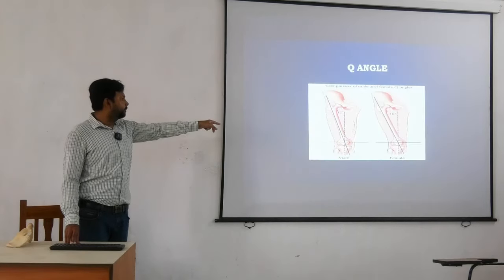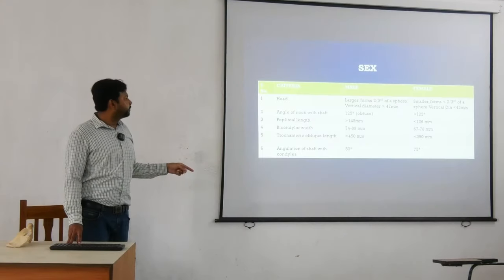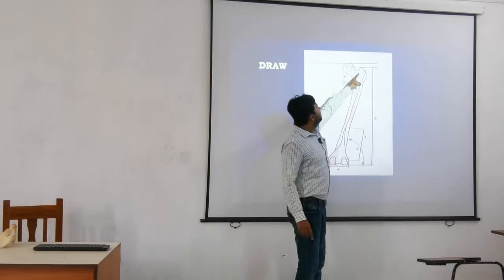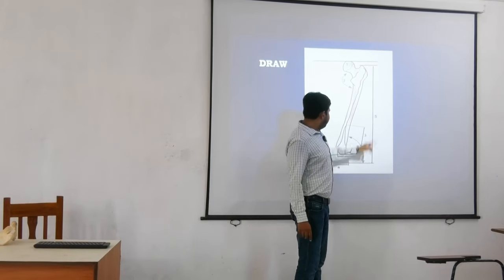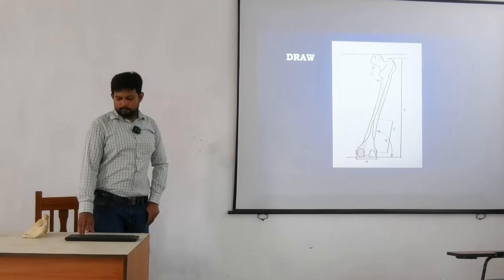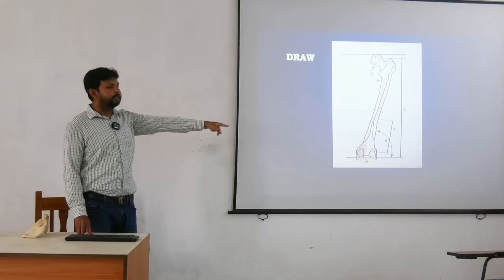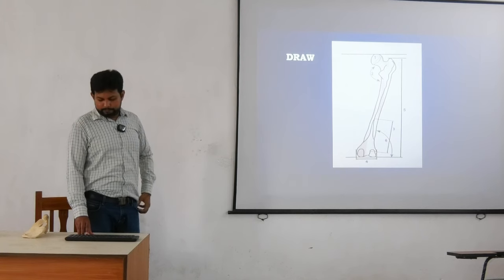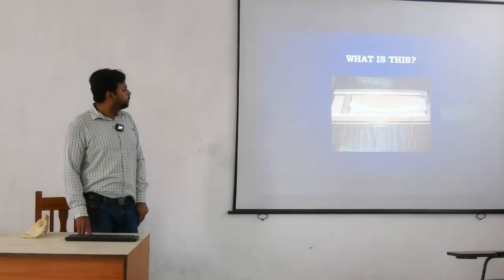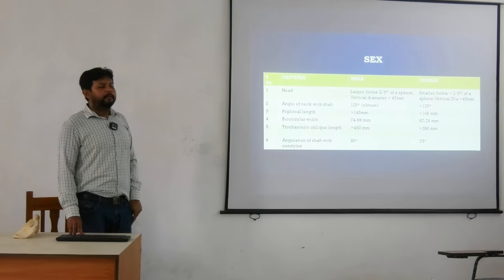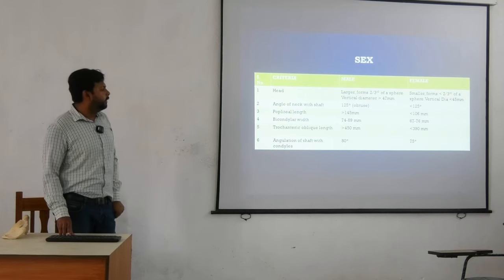Trochanteric oblique length: from the greater trochanter to the distal end. So it will be more than 450 in males and less than 390 in females.